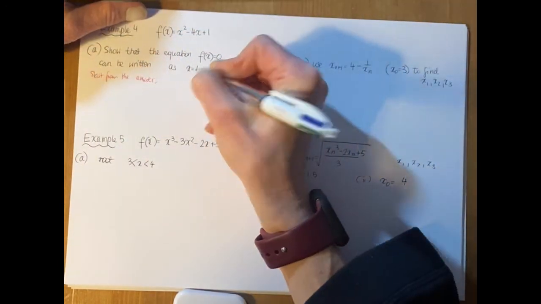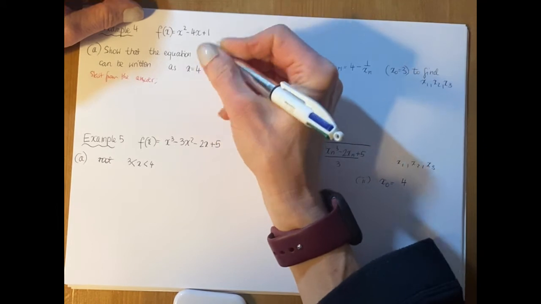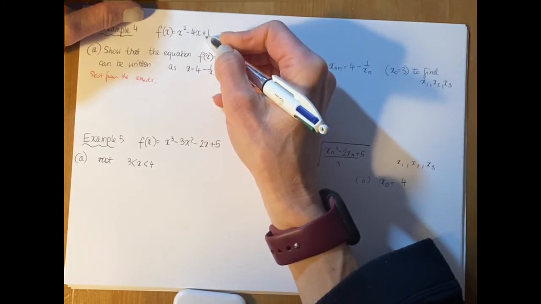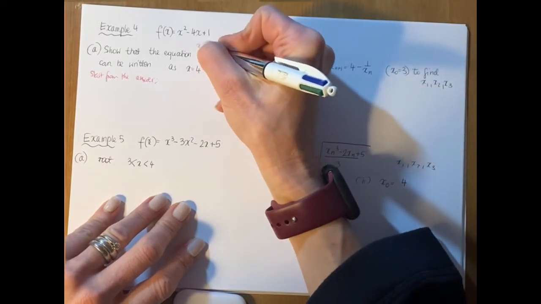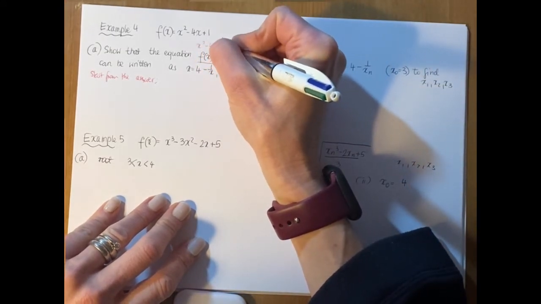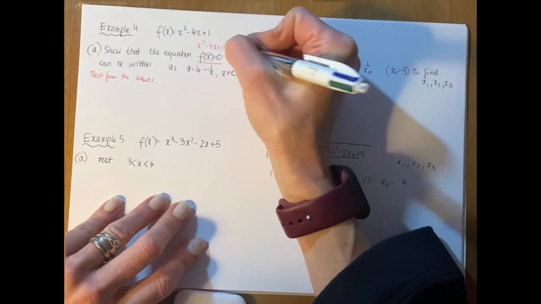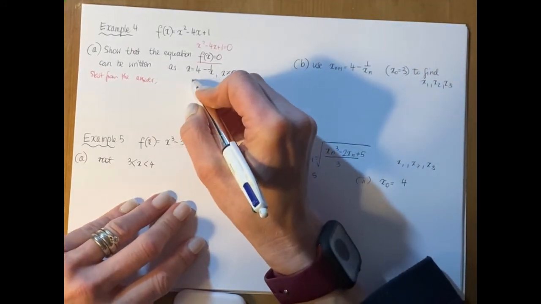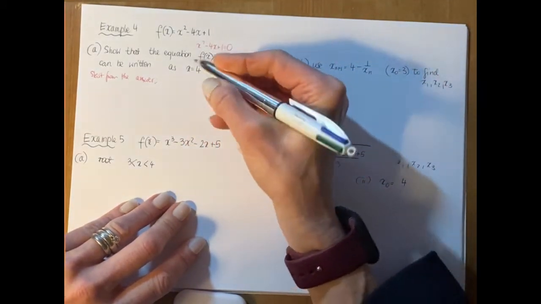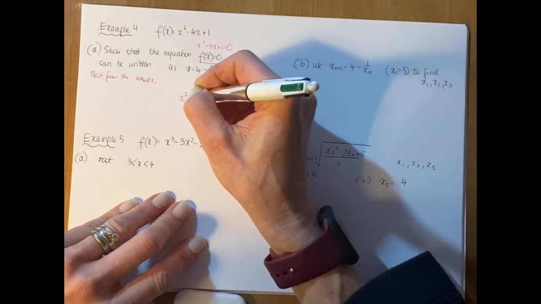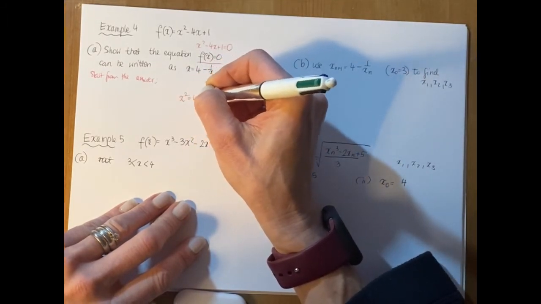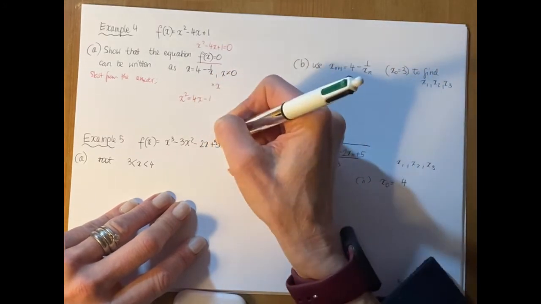Okay, so we're going to start from that and then rearrange it to make it look like this. We are going to make it look like x squared minus 4x plus 1 equals 0. The first thing my instinct tells me is to multiply everything by x. So I obtain x squared on the left hand side and 4x minus 1 on the right hand side.